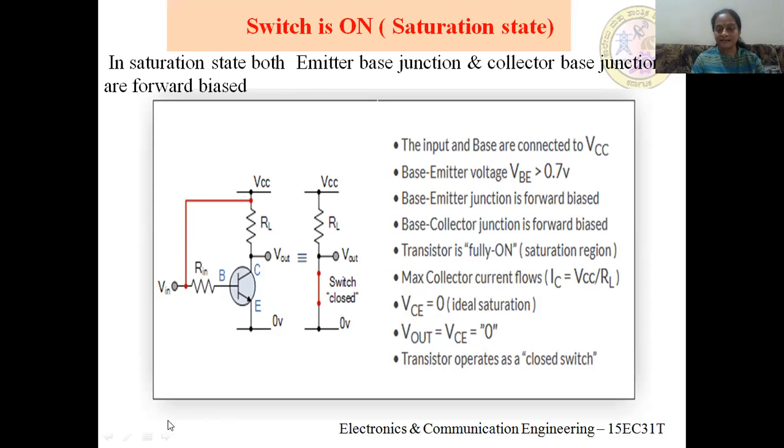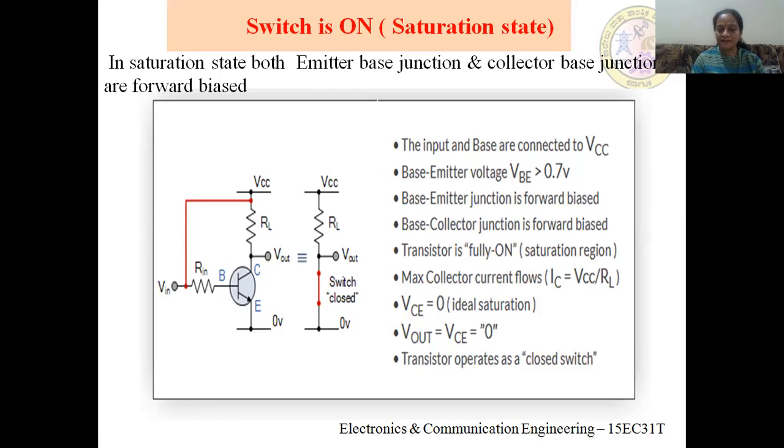So this acts as a closed switch, as we have seen in the red line. It acts as a closed circuit. The maximum collector current flows between collector and emitter. The summary is that the input and base are connected to VCC, that is, high is given to the base.